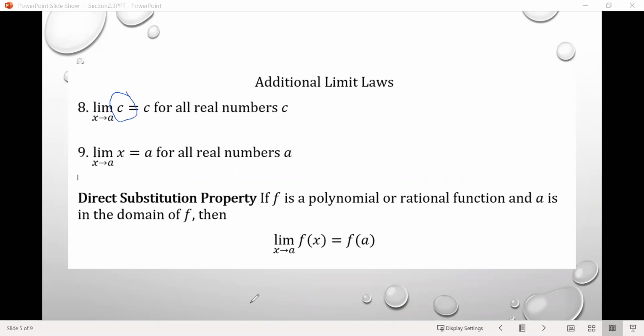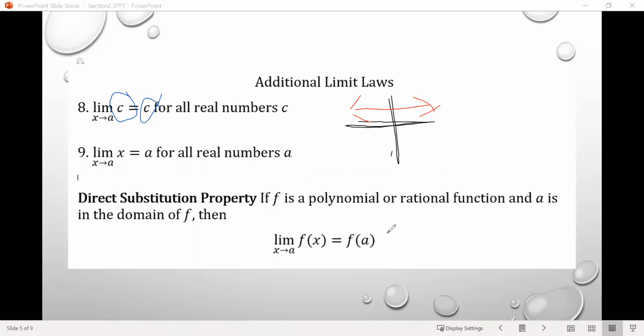Okay, so it just equals that constant there for any constant number. And let's think about why that is. If we're on a graph and we have a constant function, what does the graph of that look like? Well, it's a horizontal line where at every point the output is the same value. So it doesn't matter what input value you approach, you're always getting closer and closer to the same output value, right? So that's why the limit of a constant is just a constant.